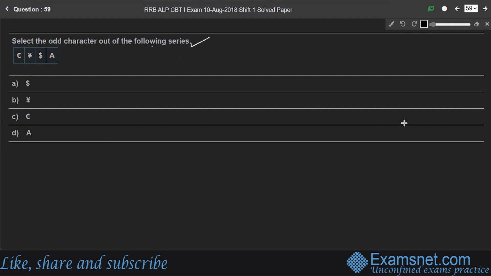Question 59. Select the odd character out of the following series. So very simple. The first 3 characters are symbols, whereas A is an alphabet. Therefore, A is the odd character. Option D is the right answer.